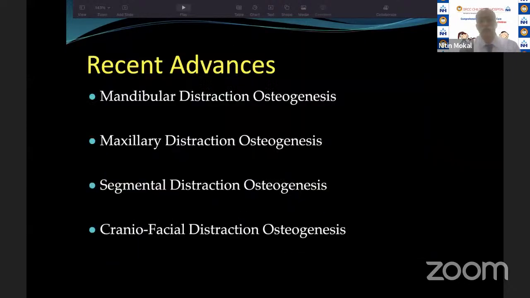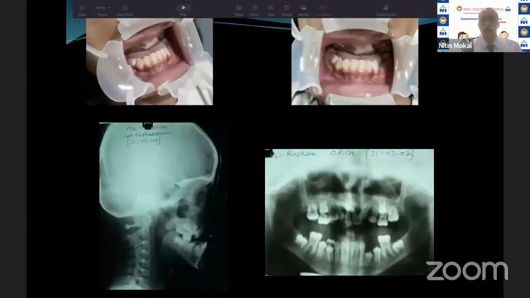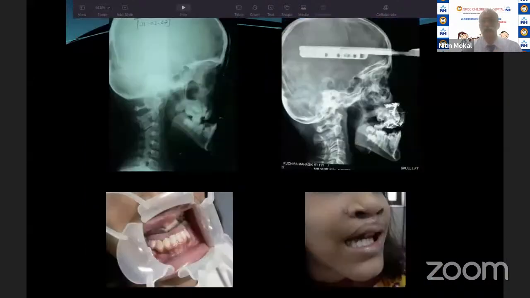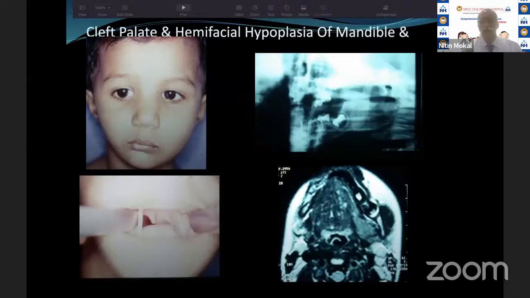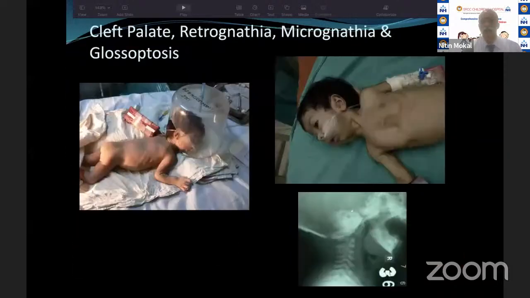So what are the recent advances in managing jaw deformities? Some jaw deformities are so severe that maxillofacial osteotomy or orthognathic procedures alone will not help. In that scenario, we do distraction osteotomy, which is our principle, where we gradually bring the jaw forward after doing the osteotomy. Then we put in a red device, which is the external device. We bring the jaw forward slowly and steadily to achieve this maxillary advancement. Another patient with hemifacial absence, so we do a unilateral distraction and correction of the midline.